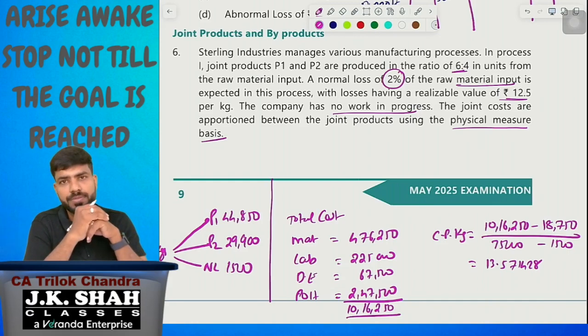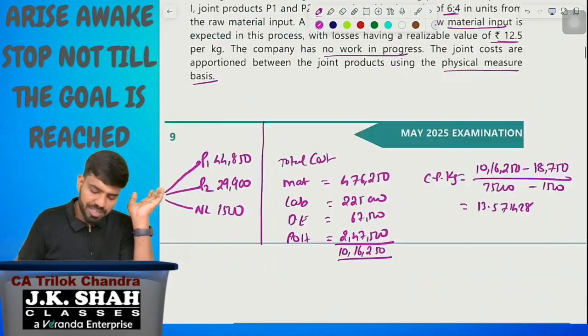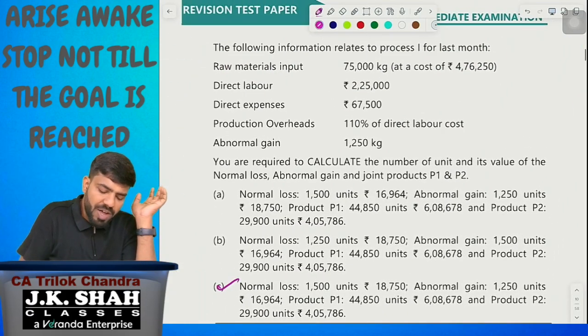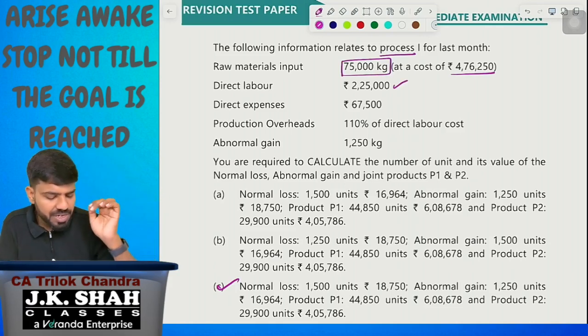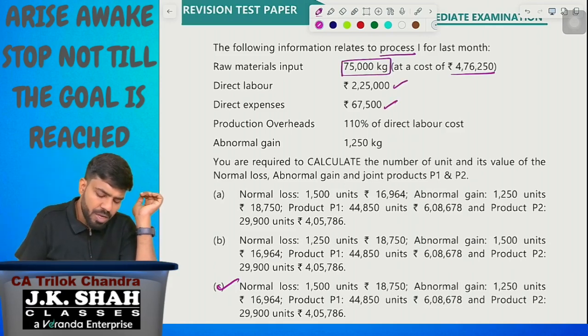12.5 rupees. This is the information given. Now look at this. The following information is related to process 1 for last month. Total input given is 75,000 kgs. Value is 4,76,250. Direct labor cost 2,25,000. Direct expenses 67,500.